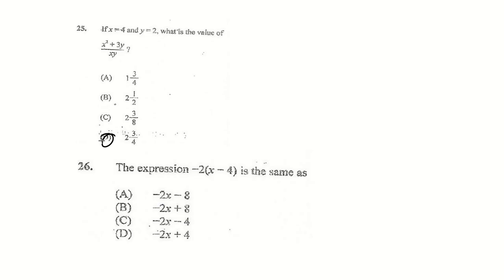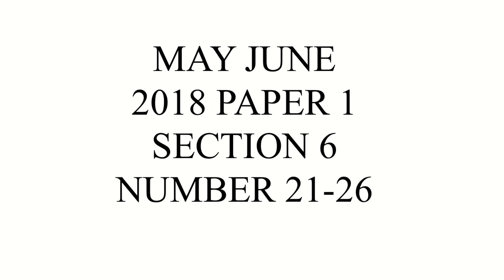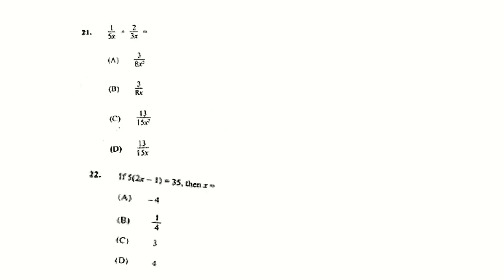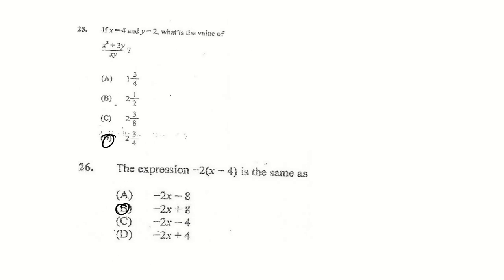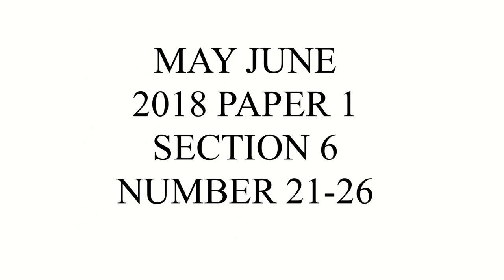Number 25. This is a repeated question. 2 and 3/4. So we multiply negative 2 by x, which is negative 2x. So it'll be negative 2x plus 8. So it's B. That was January 2019.